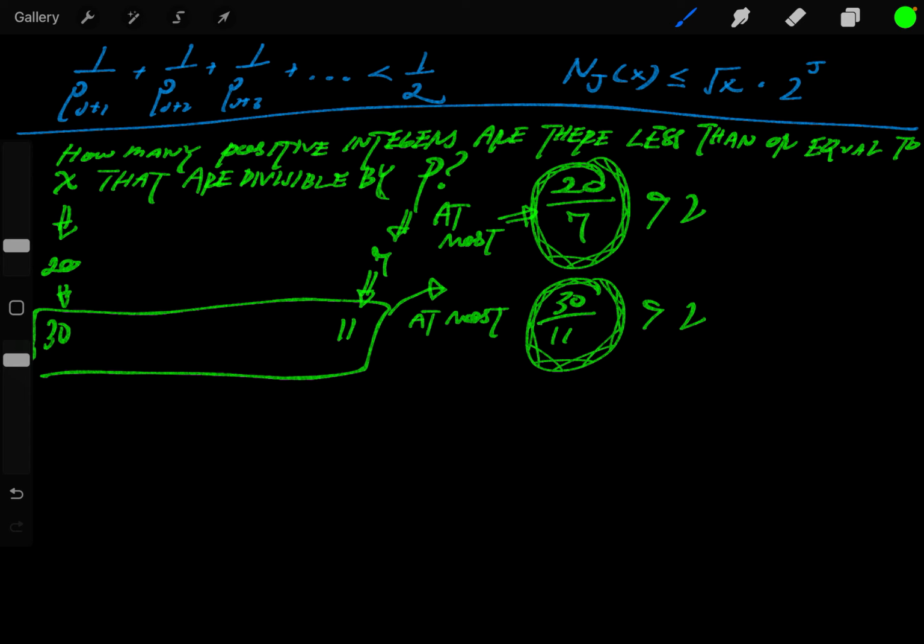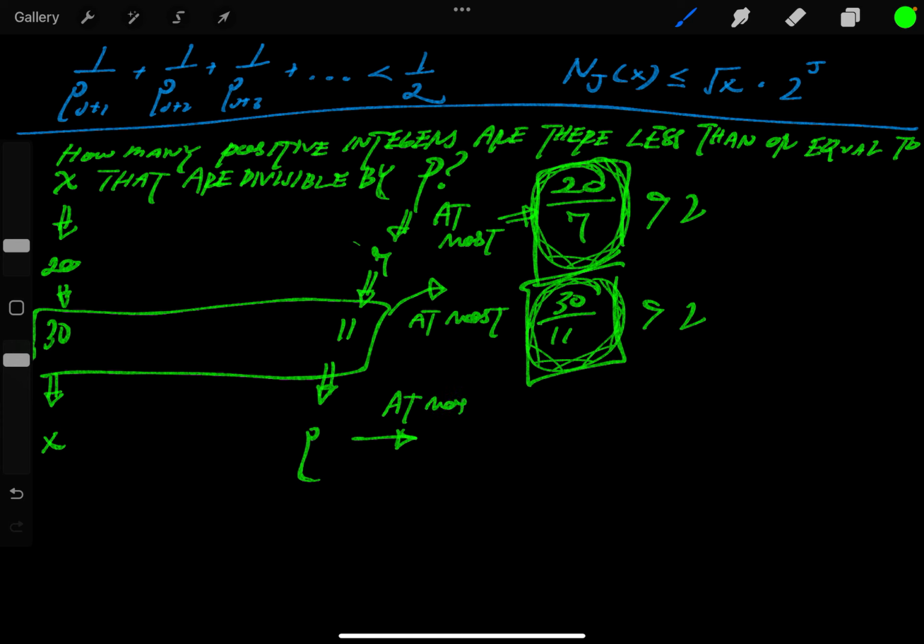How many positive integers are there less than or equal to 20 that are divisible by 7? There's 2, there's 7 and 14. How many positive integers are there less than or equal to 30 that are divisible by 11? 11 and 22. But in this case, there is at most, so this is a little bit more, okay. But in general, right, x and p, the answer is at most x by p. Okay, and take your time to convince yourself of that fact.